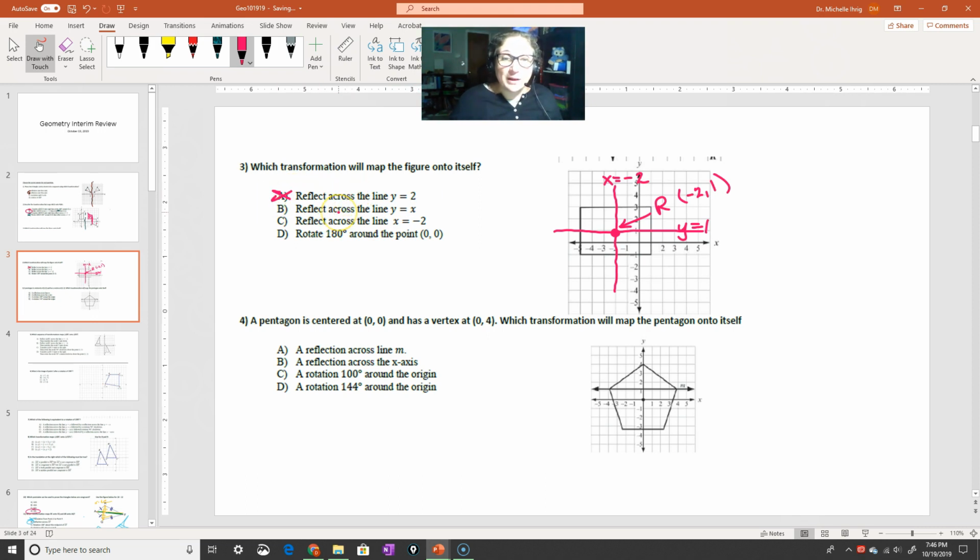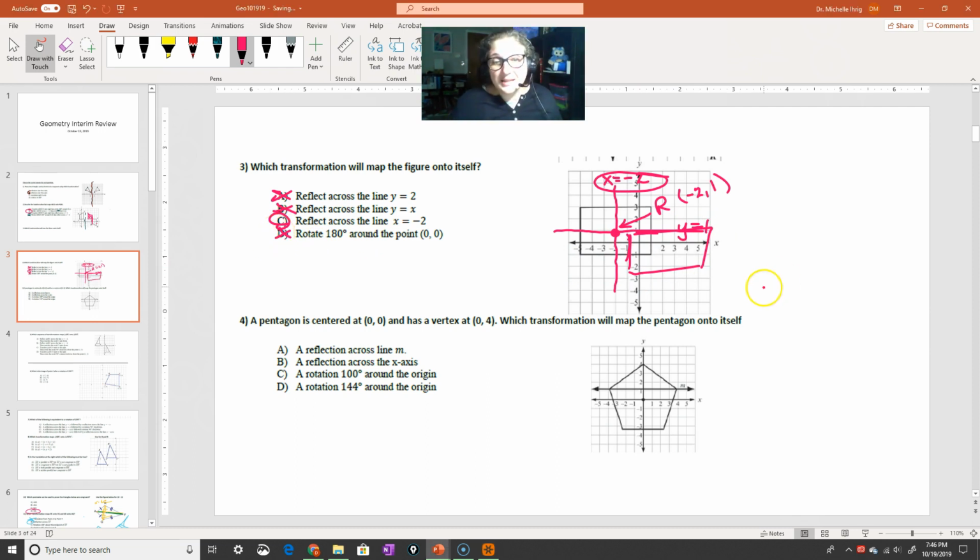Can it reflect across y equals x? Nope. Y equals x would end up putting the figure down here. So nope, can't do that. Can we reflect on x equals -2? We can. That's what we decided right here. So that's our correct answer. And then, of course, 180 degrees about a point would put it down here. So it's not going to be choice C.